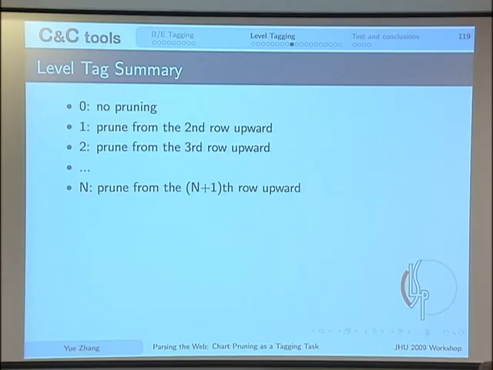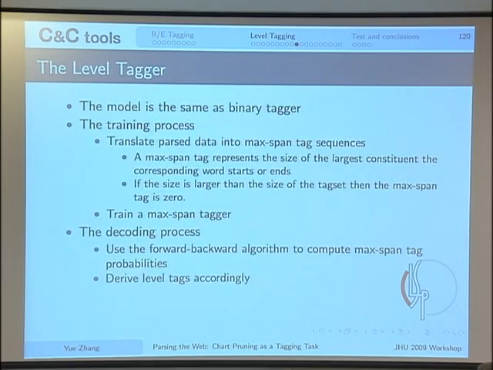We fix this n in order to have a fixed set of tags. Now, the level tags are derived by training a maximum entropy tagger for max span tags. A max span tag takes the same value as a level tag. However, its meaning is different. It represents the size of the largest constituent a word can start or end.